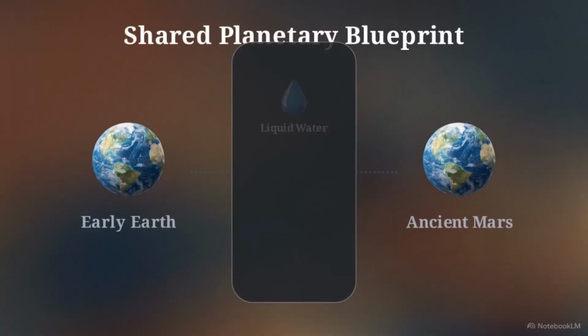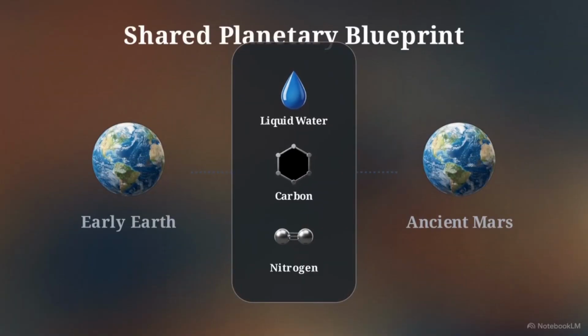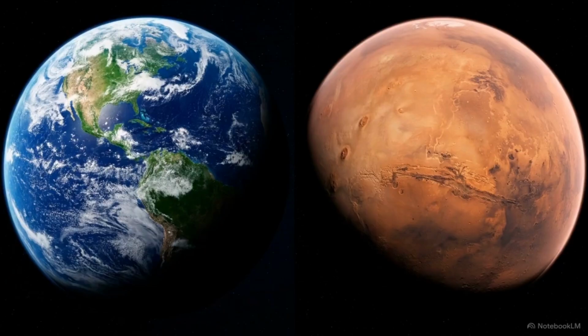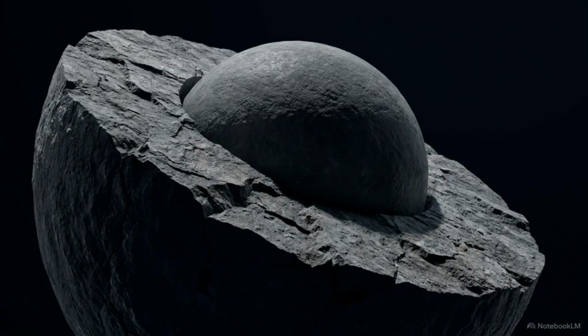This ancient environment mirrored the early ecosystems of our own planet, complete with the basic chemical ingredients necessary to support life. Mars and Earth started with nearly identical planetary blueprints, yet one flourished into a rich biosphere, while the other suffered a catastrophic total collapse. The collapse began deep within the planet's core.